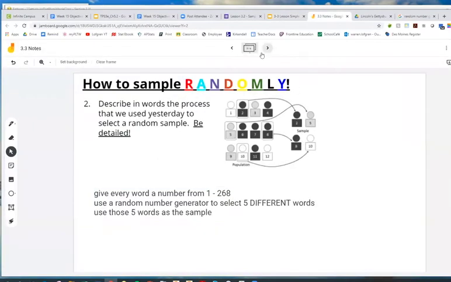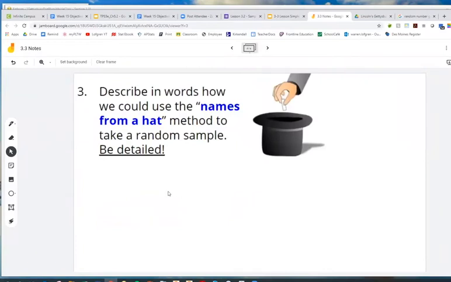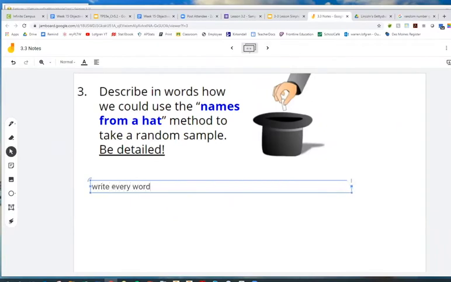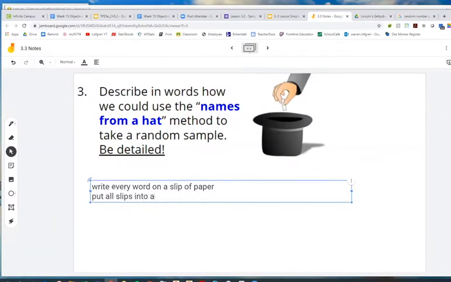So I'm going to go back here and describe how we could use the hat method. Well, here's what we could do. We're going to do this to start out with. I'm going to write every word on a slip of paper. Now, right away, if I was going to do that, you can tell this is going to take a while. To write 268 words on 268 slips of paper, it's going to take a while. Don't worry, we're not going to do it this way, but I just want you to understand this method. So I'm going to write every word on a slip of paper. I'm going to put all slips into a hat, and then I'm going to stir the hat really well.